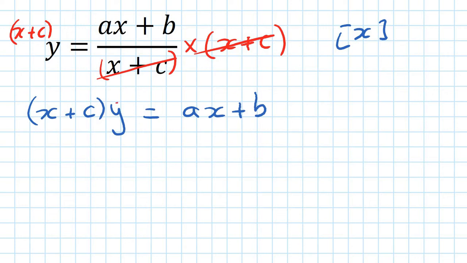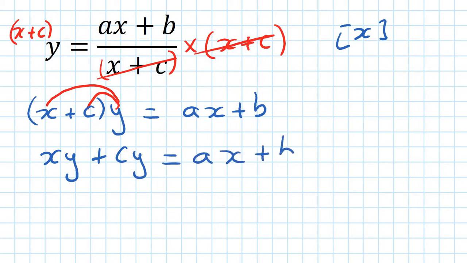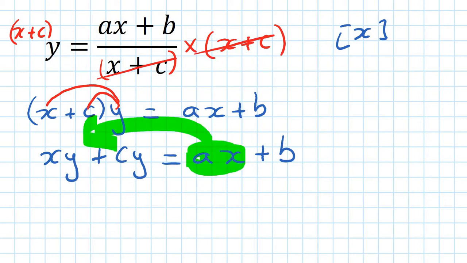So the way to go about this, I times this together. x times y is xy, and then y times c is cy. So add cy, which is equal to ax plus b. Now, two ways to do it. You either move this here to this side, or you can move this ax to this side, whichever way you like. At the end of the day, you will get the same answer.